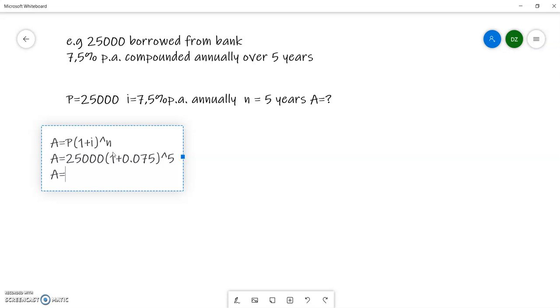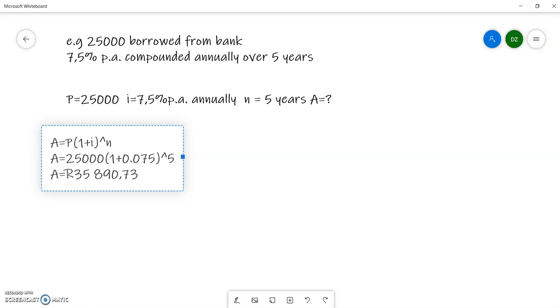So putting it into my calculator, 25,000, 1 plus 0.075 to the power of 5. And I get the amount of 35,890.73 that I have to pay back to the bank.